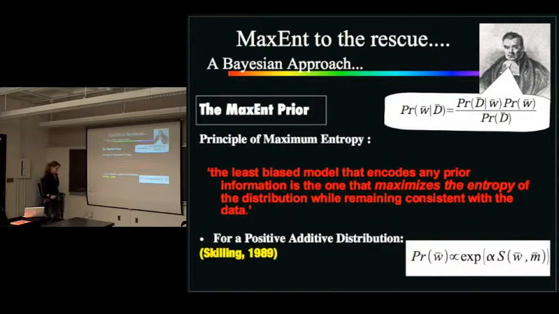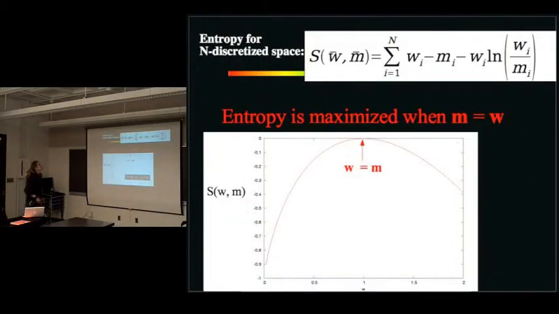But basically, I just wanted to show that he found that the least biased prior was a function of the entropy of your parameter that you want to constrain, W, with respect to an initial distribution, which we call M. So this is the form of it. You'll see that if you plot it, it's essentially a convex function, which has a maximum at 0 when W equals M. Okay, so M, as I said before, is your initial distribution.